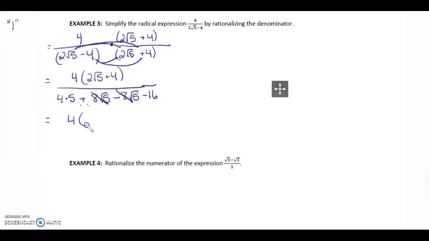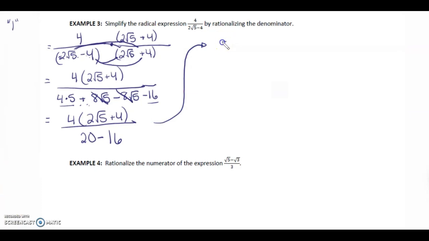So let's leave the numerator as it is. We'll work with that in a second. And in the denominator, we have 4 times 5, which is 20, minus 16. So we have 4 bracket 2 root 5 plus 4. And then in the denominator, 20 minus 16 is going to give us 4. Okay, 4 divided by 4 just cancels out, and we're left with 2 root 5 plus 4.